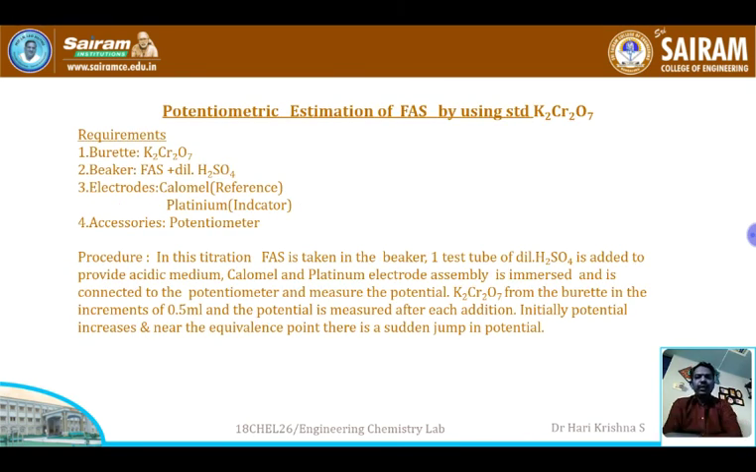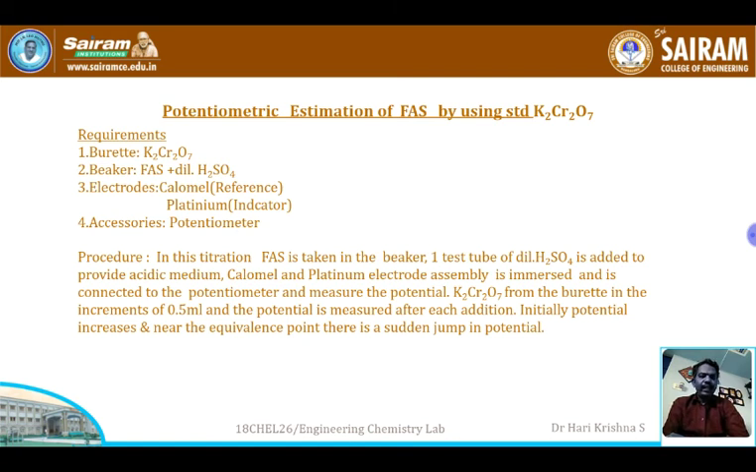As told earlier, we are going to use the calomel electrode and the platinum electrode. We are going to fill the burette with potassium dichromate and the beaker with FAS, and we are going to add one test tube of dilute sulfuric acid in order to prevent air oxidation of ferrous to ferric. We are going to add potassium dichromate in increments of 0.5 ml. After every 0.5 ml addition, we are going to measure the potential. Initially the potential increases; near the equivalence point there is a sudden jump in potential. Once the potential jumps, we are going to take 4 more readings and stop the experiment.